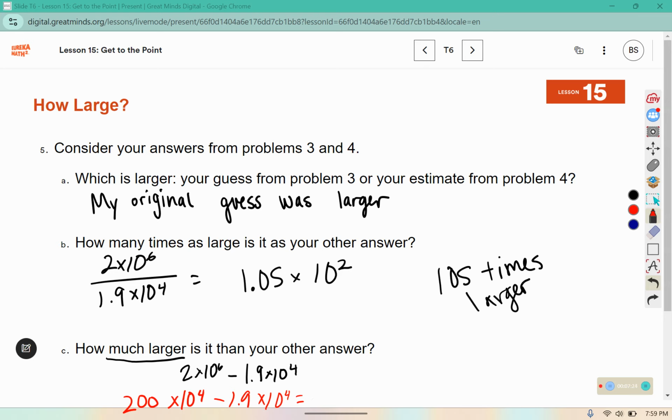200 minus 1.9 will tell us our new initial value. And that's 198.1. And we keep the exponent, but this is not in scientific notation, so we need to move that decimal back 2 spots. 1.981 times 10 to the 6th, because we went to a lower number, we need to make the exponent higher.